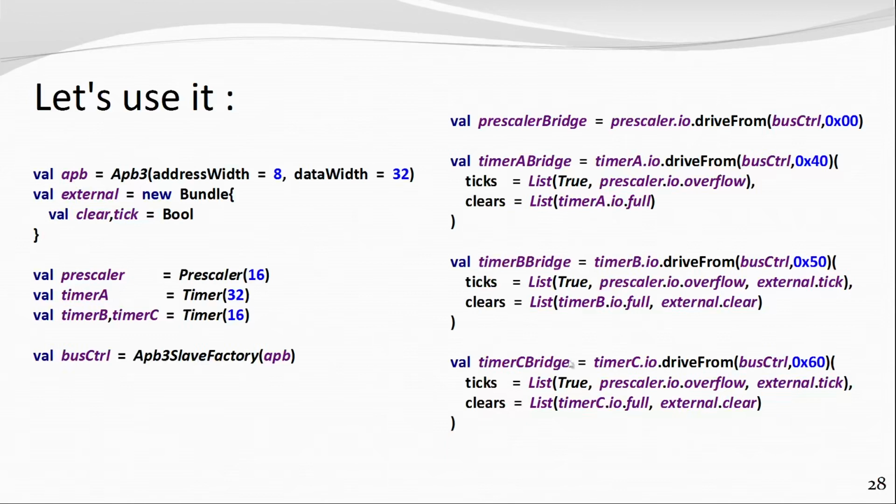And then you can say, for example, I take my timer C. I want to be able to drive the IO of this timer C with my bus controller at this address in the mapping. And there is a list of signals that could make it tick, and there is a list of signals that could make it clear.